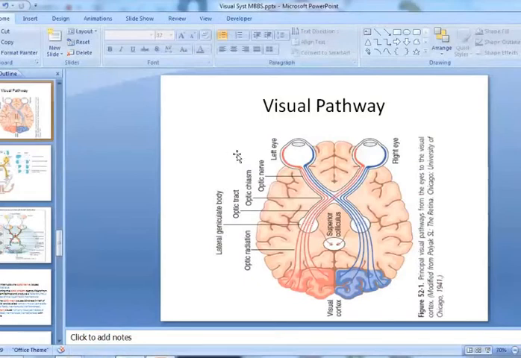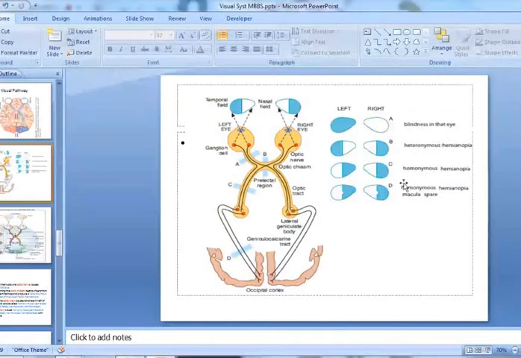Now if you look here again, this is the visual pathway. What will be the impact of a lesion? What are the different types of defects in the visual field that will happen? I have already told you about the visual field. This is the visual field for this eye, and this is the visual field for this eye.